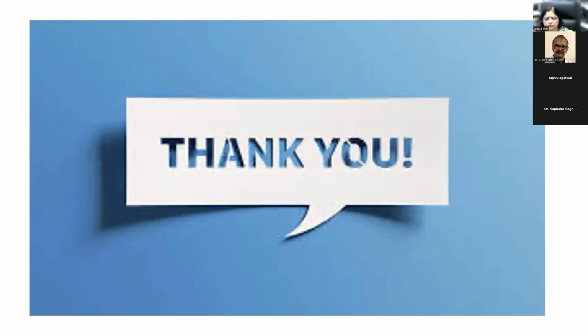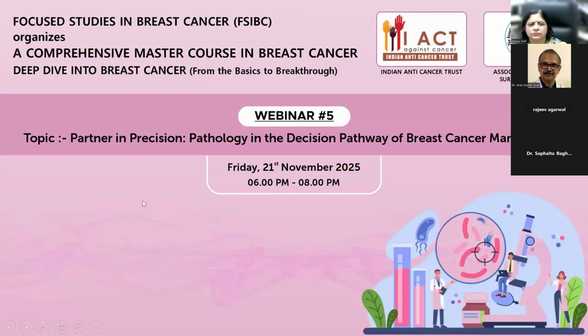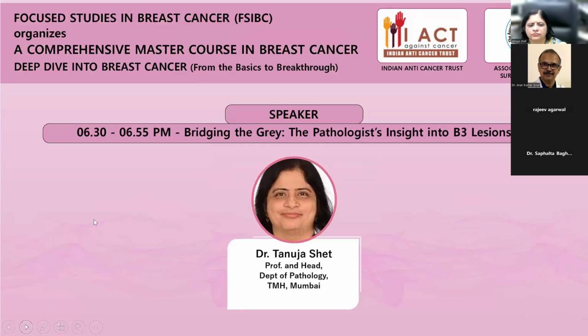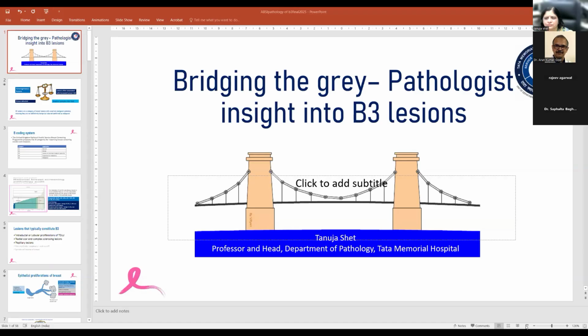B3 lesions, or breast lesions with uncertain malignant potential. So actually it is a gray zone between the benign and the malignant, and the diagnosis is often very complex. To navigate through this uncertainty, we have with us Dr. Tanuja Sheth. Ma'am is professor and head of the Department of Pathology at TMH. Over to you, ma'am, and your slides are visible.